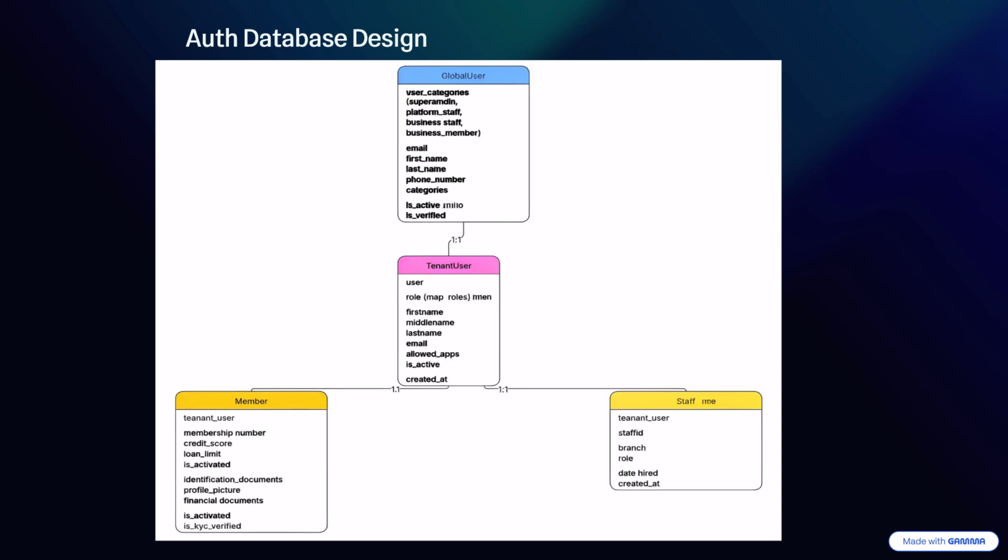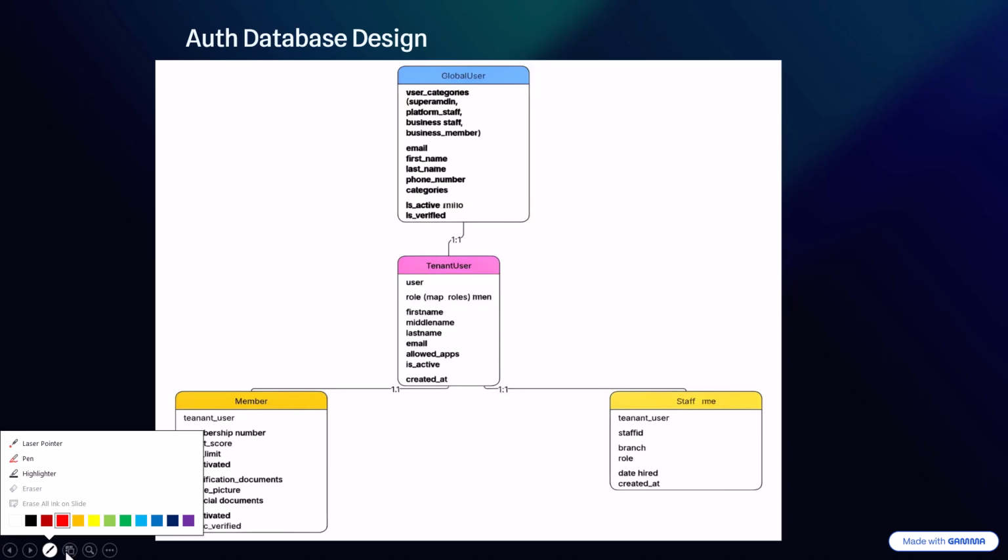So once we have the tenant user, we can just go ahead and extend with as many models as we have, because today we might have member, but the next day we might want another model for an auditor. So instead of jamming everything inside the tenant user model, we can just extend this model over here and create a new model entirely.